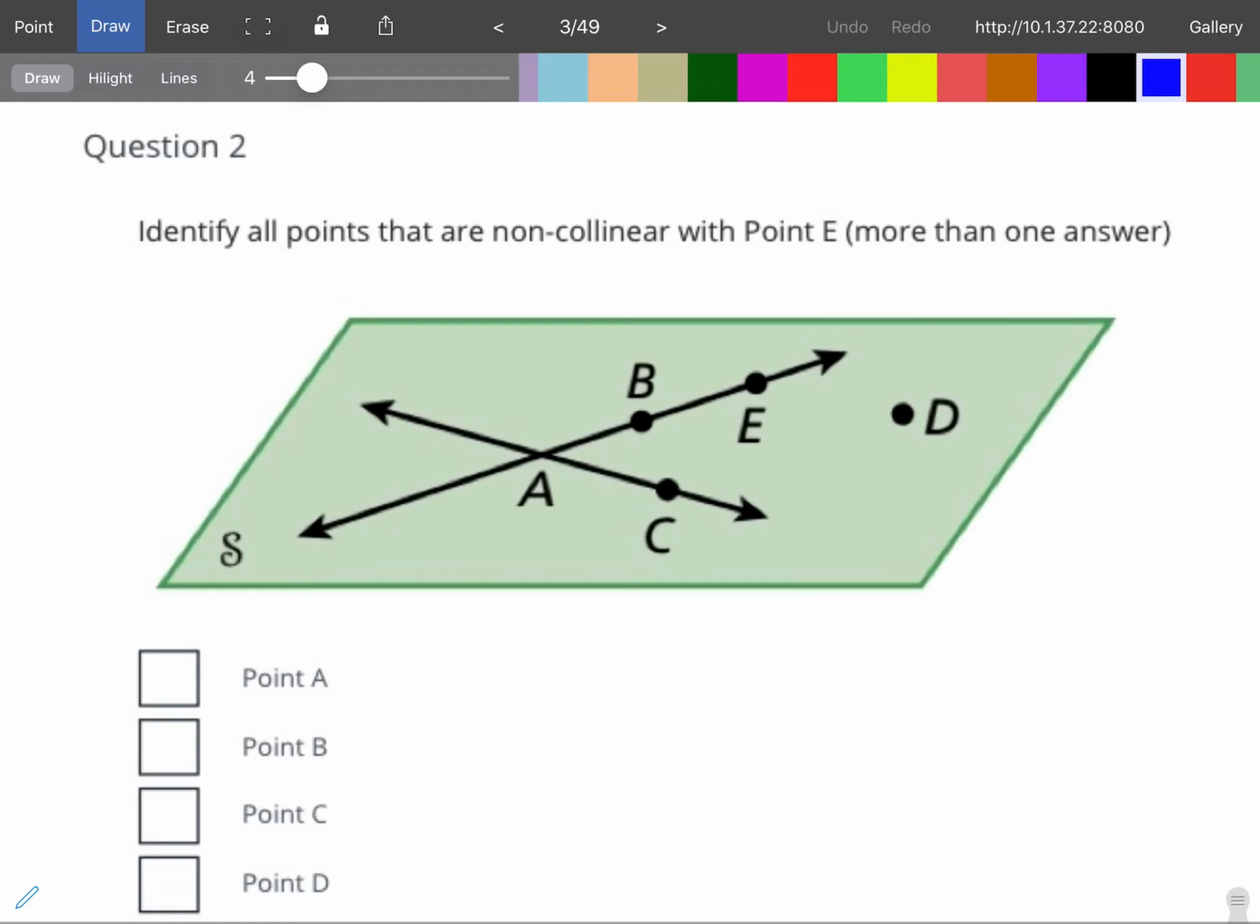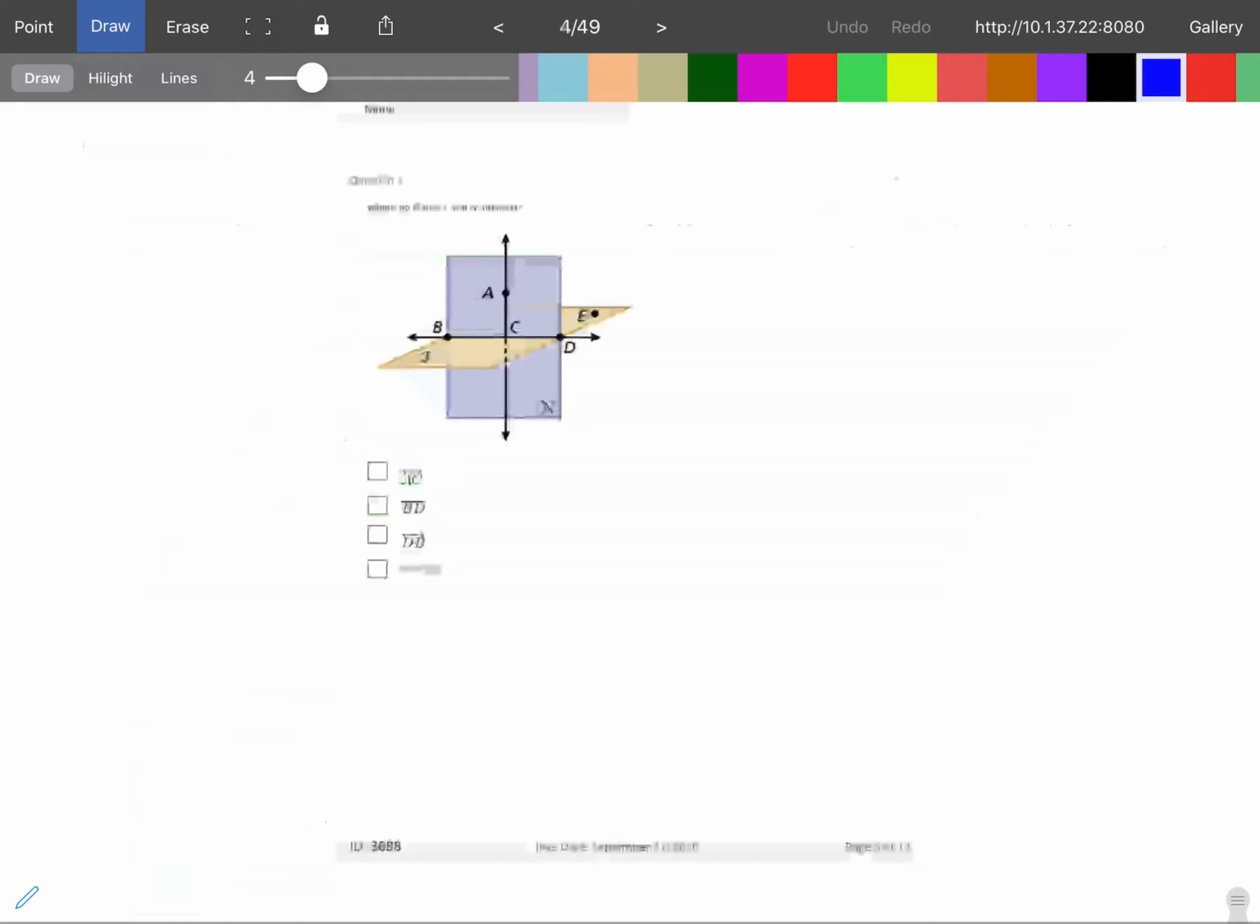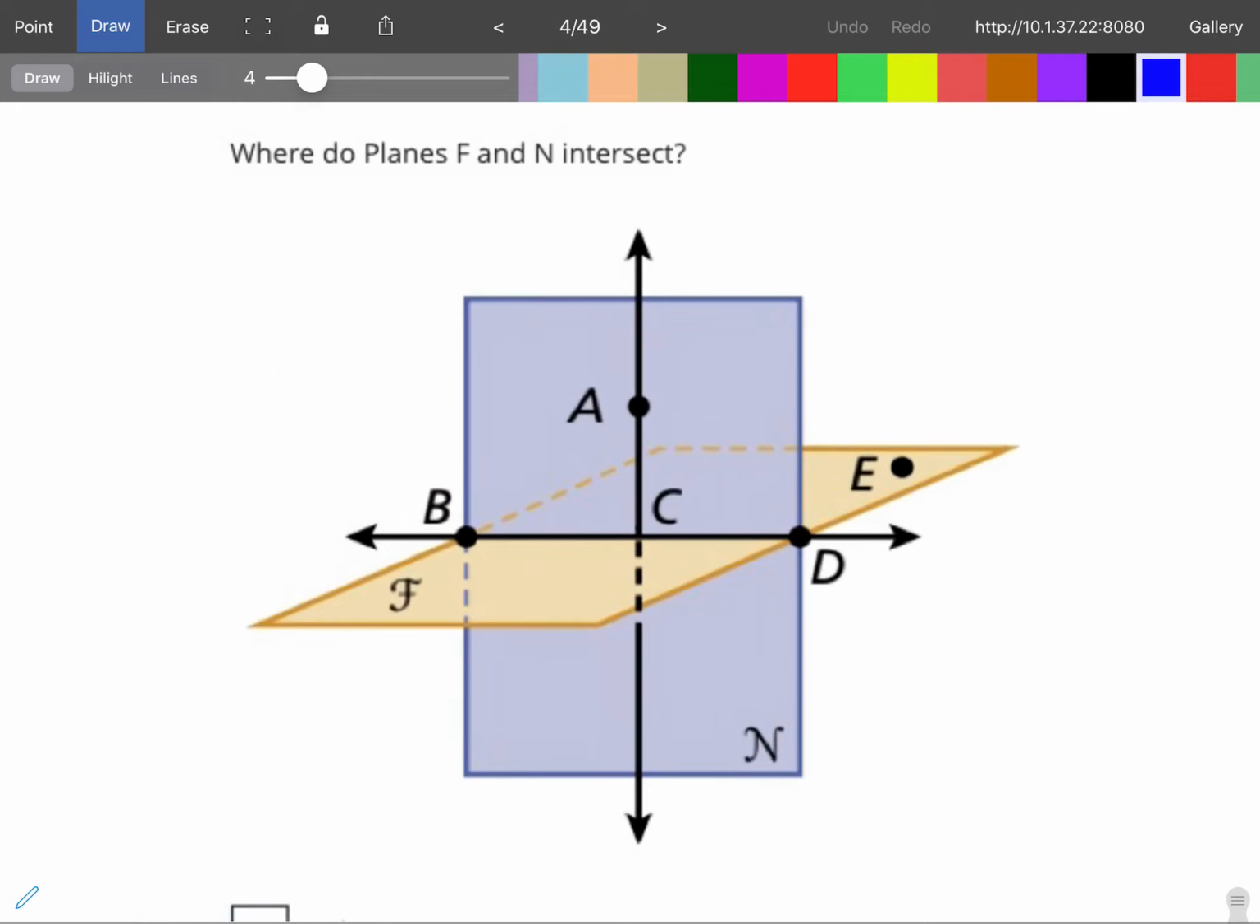So if something is collinear, that means it's multiple points on the same line. Things that are non-collinear then are on different lines. 2 planes will always intersect in exactly 1 line. Here, that intersection is this line. You could call it a couple of different things, BD, BC, DB, DC, among others.